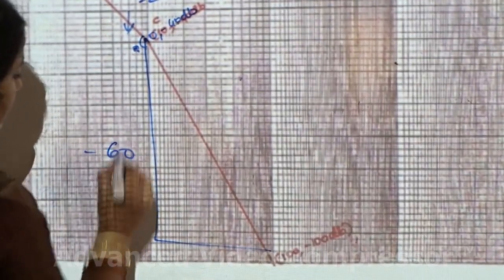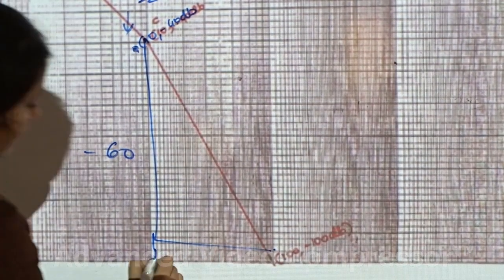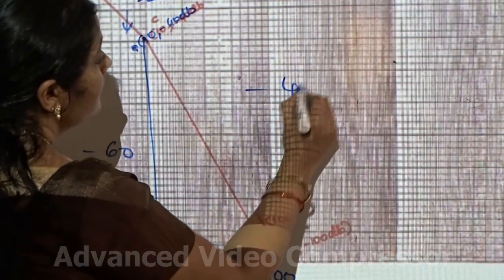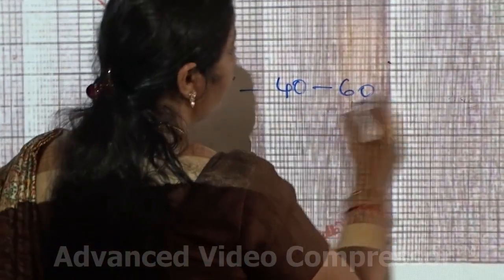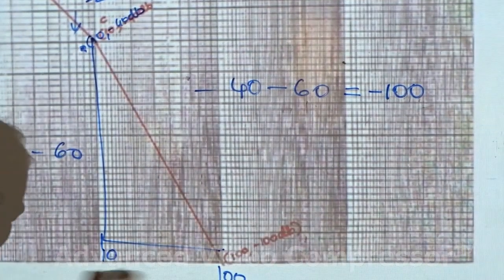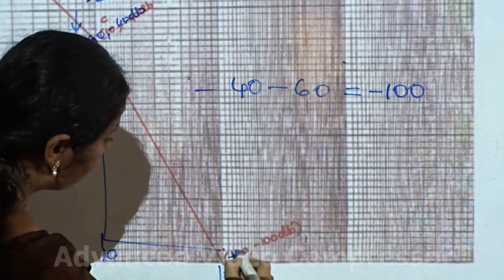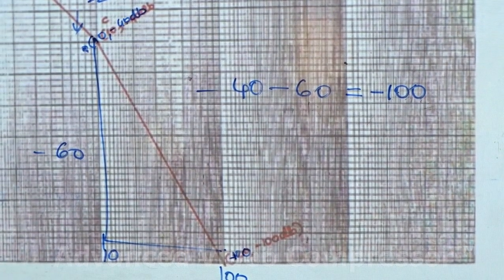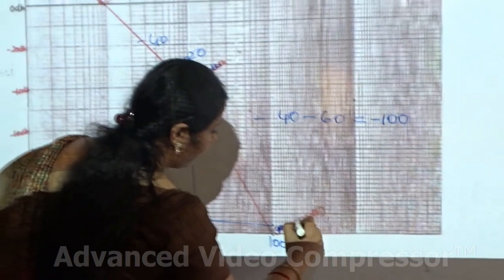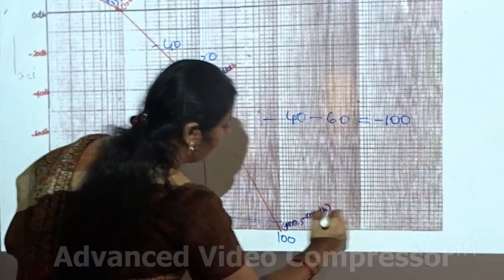The difference should be minus 60, and it should be for 1 decade. If this is 10, this has to be 100. This was at 40, minus 40. The difference should be 60. So in total you have to come down to minus 100. So minus 100 is somewhere here. That is at the frequency of 100 and a magnitude of minus 100 dB.